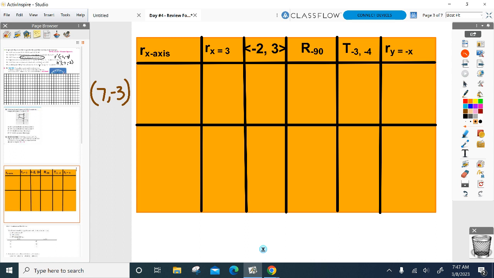I will do the first row with you. Somebody else will pick a new point, and you're going to do that one on your own. All right, so we're going to take 7, -3 and transform it 6 different times.